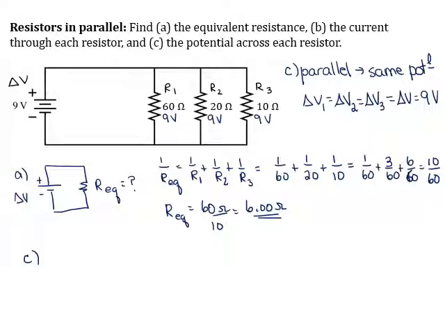Part B, find the current through each resistor. So we'll use Ohm's law for this part. Ohm's law says V equals IR. That tells us that each current I is going to be the potential divided by the resistance. So I1 is delta V, the potential across resistor 1, divided by R1. So 9 volts over 60 ohms. That gives us 0.15 amps.